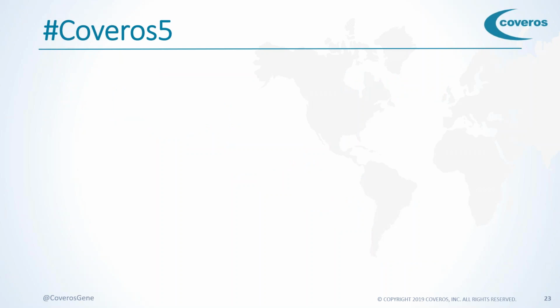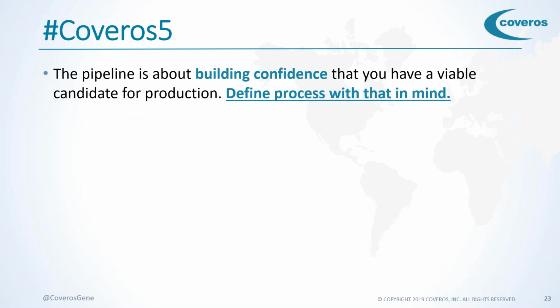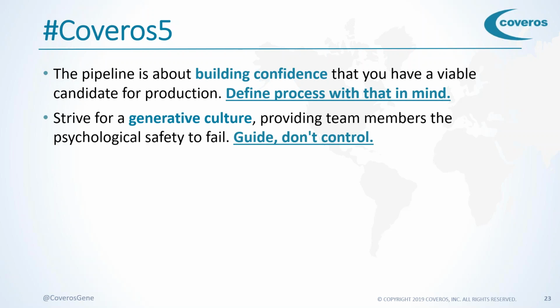Okay. So my Coveros 5 for this, as to what DevOps is really. First, the delivery pipeline. The delivery pipeline is about building confidence that you have a viable candidate for production. It's a process from getting from a developer to production, or even before that, getting a requirement pushed out to production, the whole lead time, right? And our process that we talk about, our delivery pipeline, is that process. That's what we want to design. That's what we're going to look at improving throughout adopting DevOps.